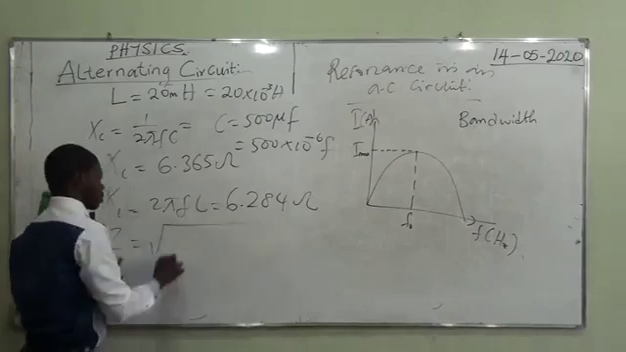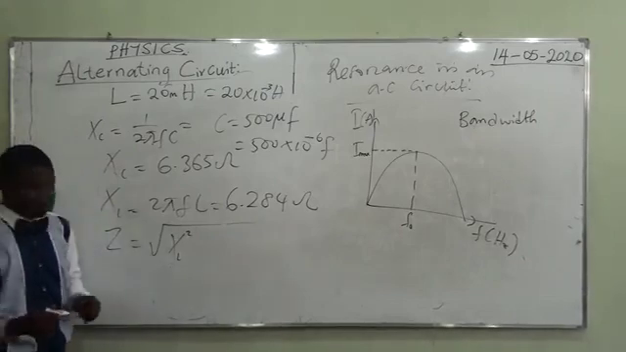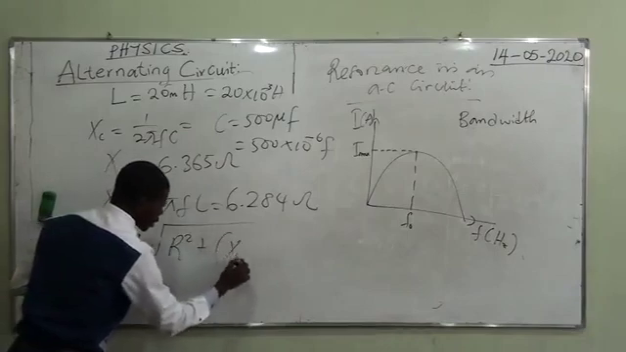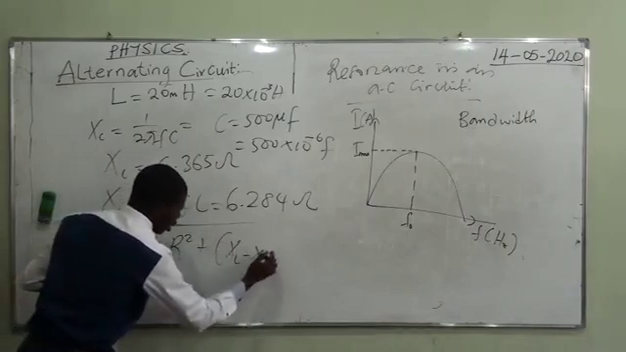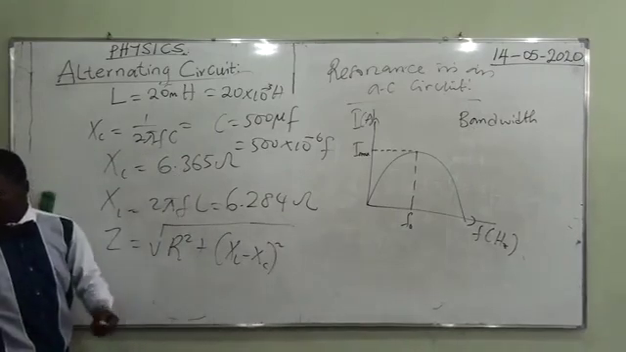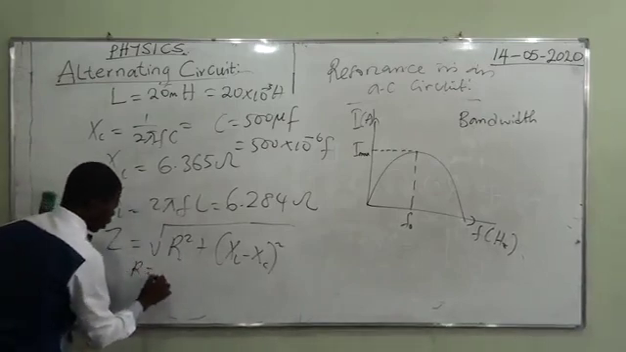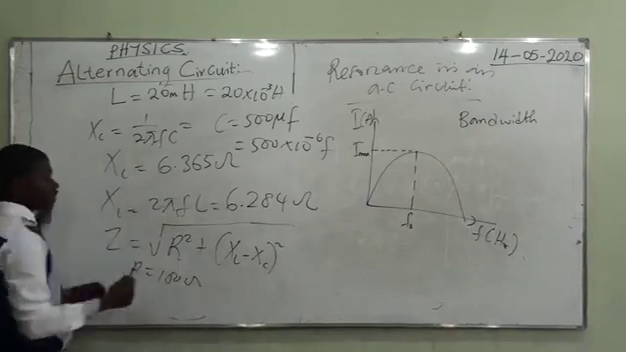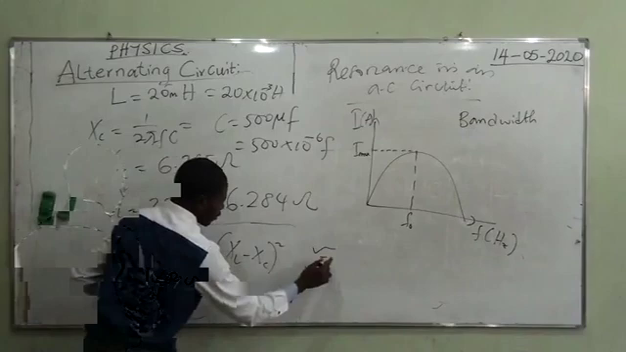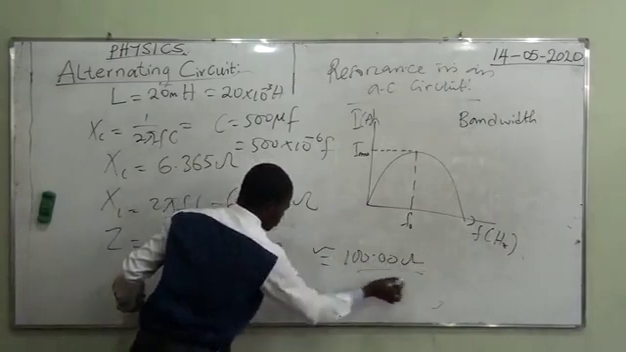Then you have your R squared plus brackets XL minus XC all squared. Yes, the impedance of the circuit. Then the R, did they give you R? You have 100 ohms. So I'm going to substitute that R is 100 ohms. A very good substitution will give you approximately the value of resistance, 100 point something ohms.